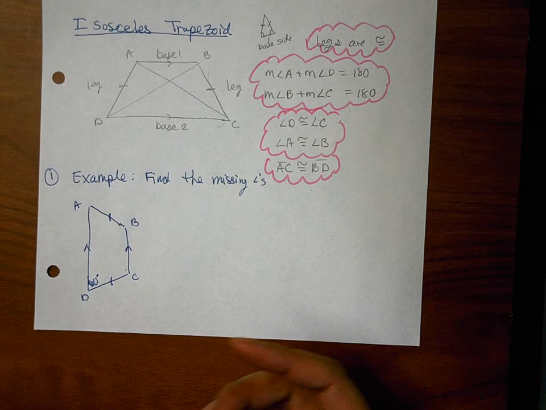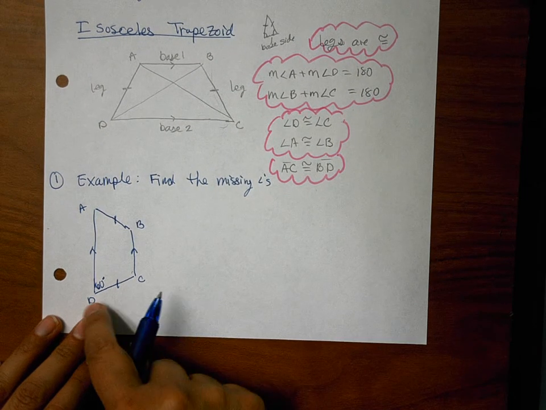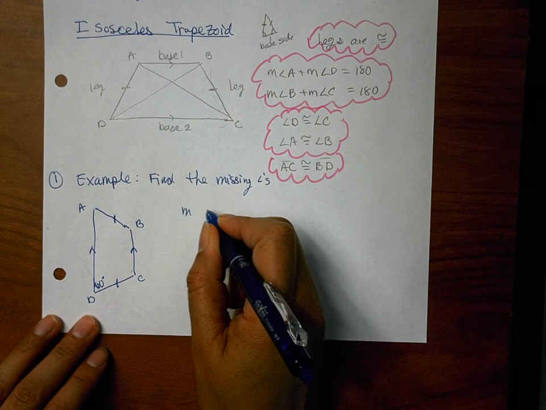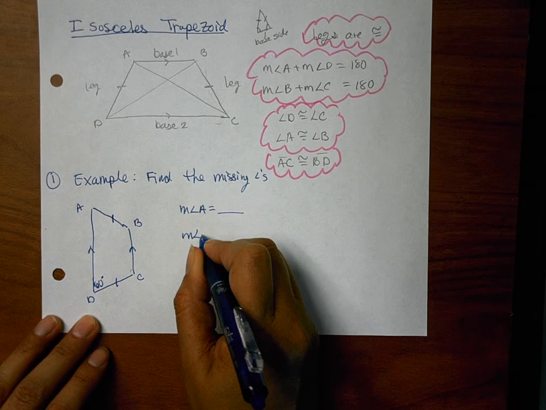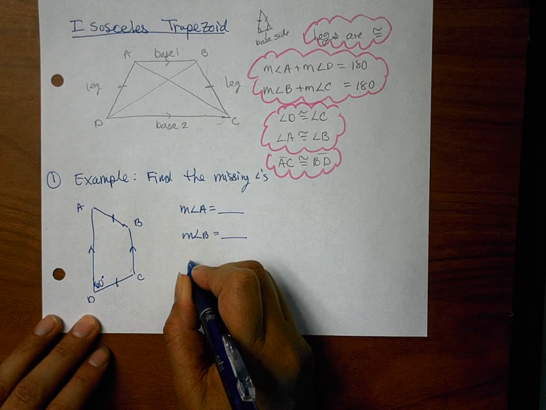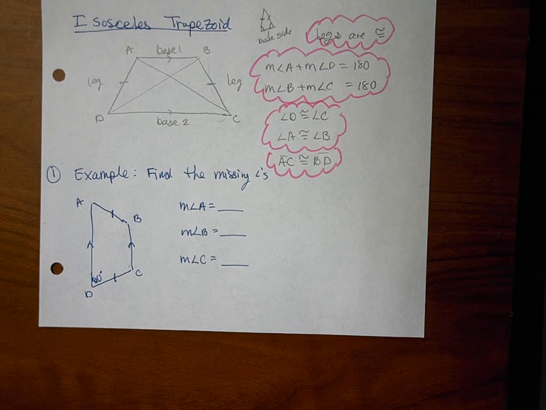Now, I didn't tell you it was an isosceles trapezoid, but according to the markings, it is an isosceles trapezoid. And angle D is the only angle I gave you. I want you to find the measure for angle A, the measure for angle B, and the measure for angle C.